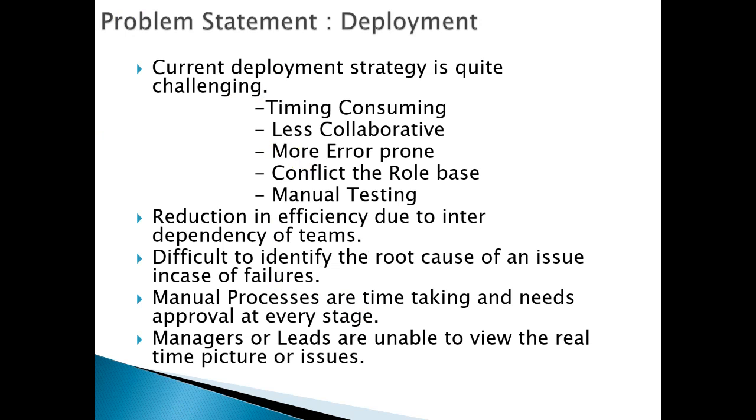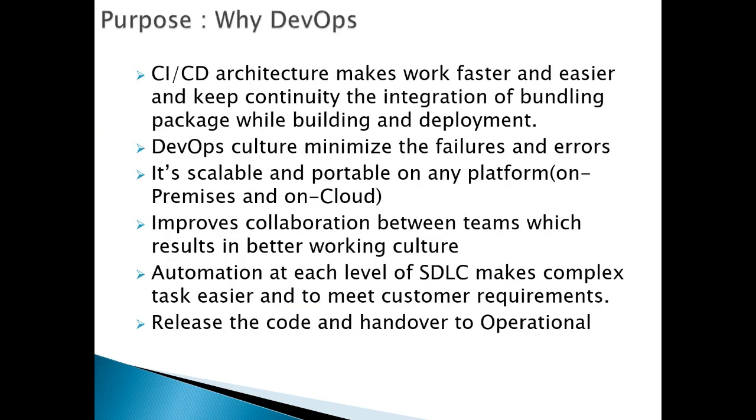These are some of the things, like why the problem is there and why DevOps should be there. As you all know, DevOps has this CI/CD architecture. CI stands for continuous integration and CD stands for continuous delivery or deployment. What are these? These are basically processes which are part of DevOps. And what is DevOps? It's a culture.